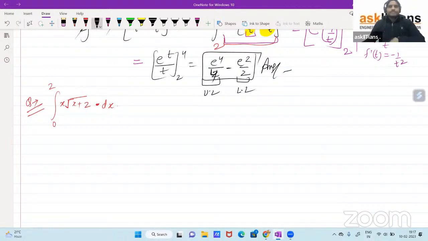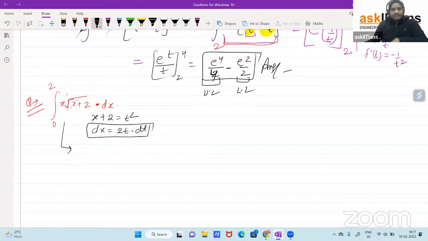So what you can do, bache, you can substitute x plus 2 equals t square here, because you want to get rid of this under root. So you have to substitute in terms of t square. Let x plus 2 equal to t square. Differentiate both sides, dx is equal to 2t dt. Agree?